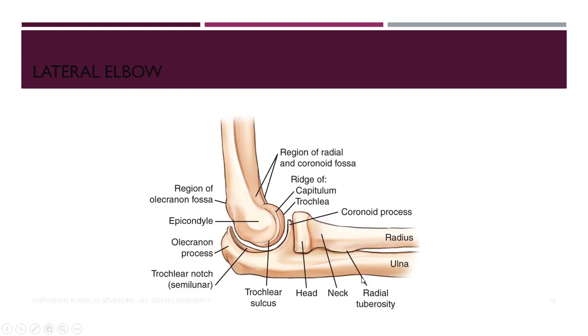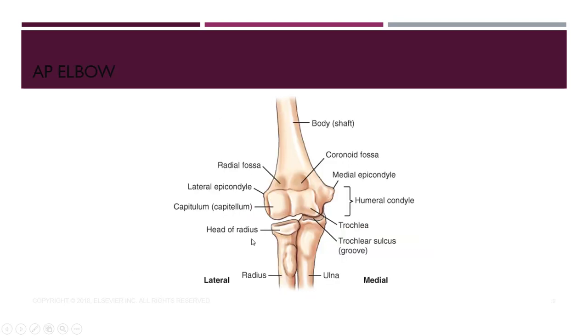We're looking at the AP elbow. Here's the body of the humerus. Your coronoid fossa is that groove. Your radial fossa is the groove that's right next to that on the lateral side. You have your lateral epicondyle, your capitulum. Again, remember that your cap sits on your head, so here's your head of your radius.